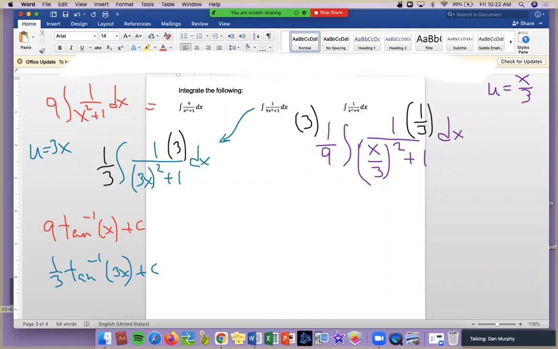And what you're going to end up with is 1/3 tangent inverse of x over 3 plus c. All right. And if you don't like my shortcut, then pursue one of these two u substitution methods. What you're working towards getting is, again, you want to set yourself up so that you can do an inverse tangent rule for integration. And your answer will be there, there, or there.